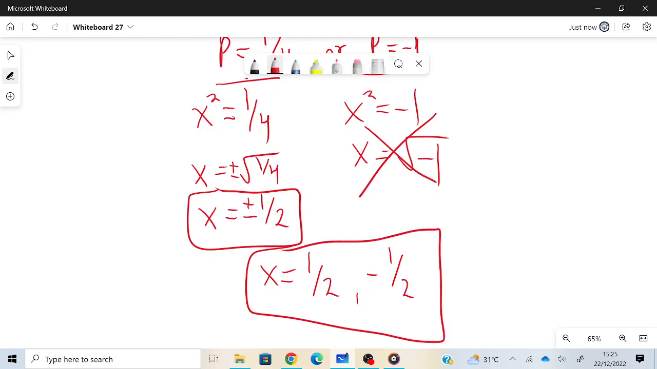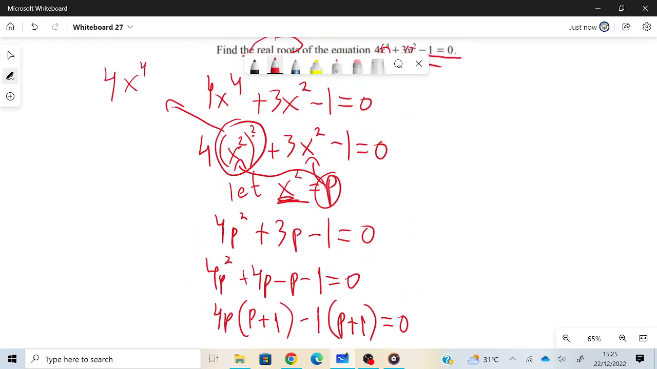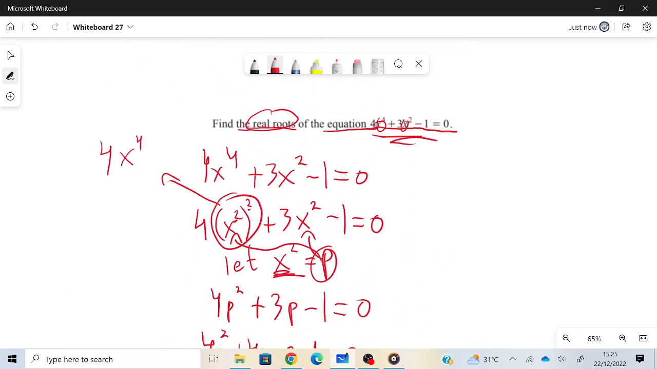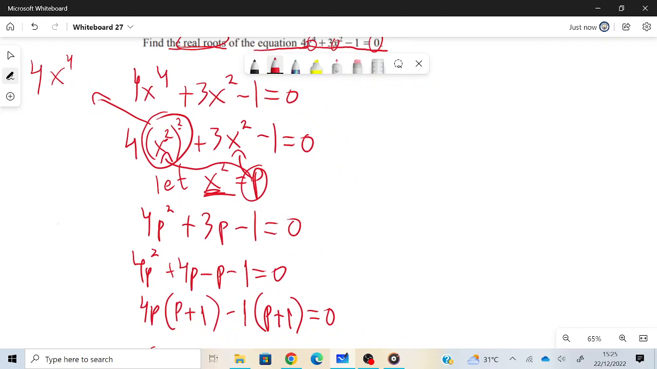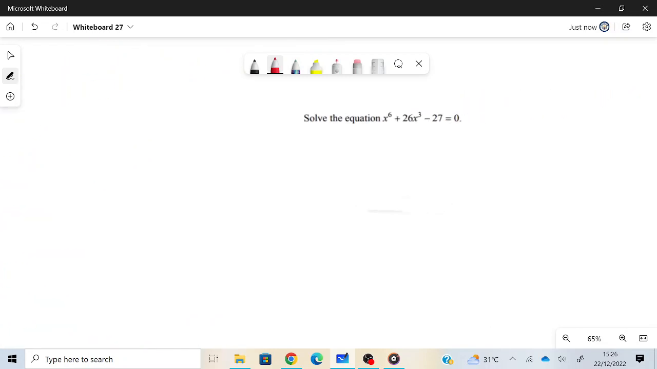Just to be sure, you can input both these values into the equation over here, and you should get 0. Just to be on the safe side, you can always do that. So on to the next example.